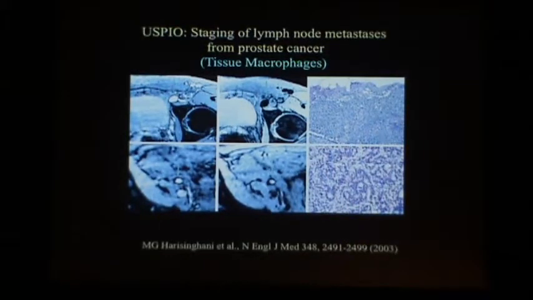Now, a variation on that was to make smaller particles that circulate longer, and they are taken up by macrophages in the lymph node systemically, and this is the normal scenario. The lymph node here turns black.